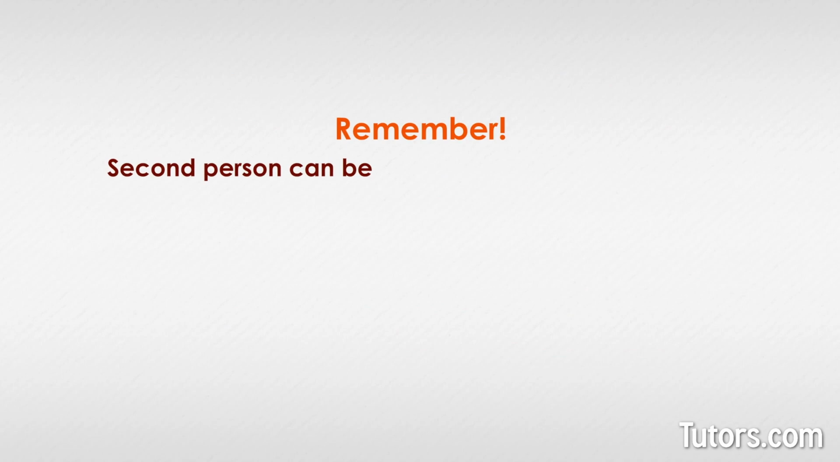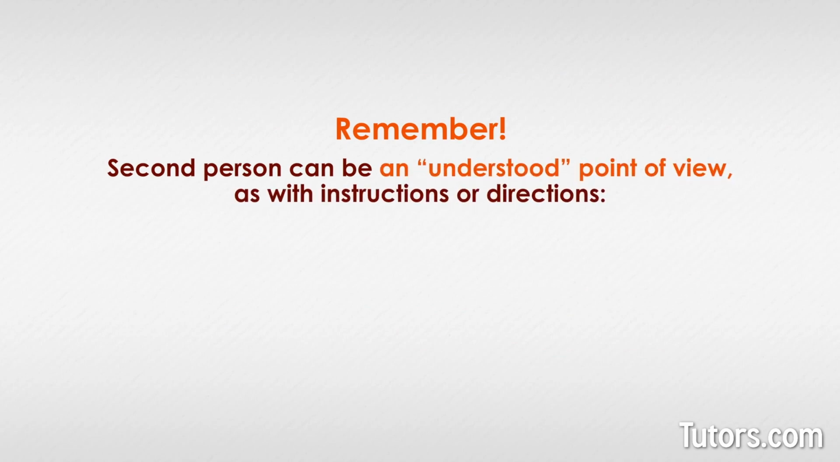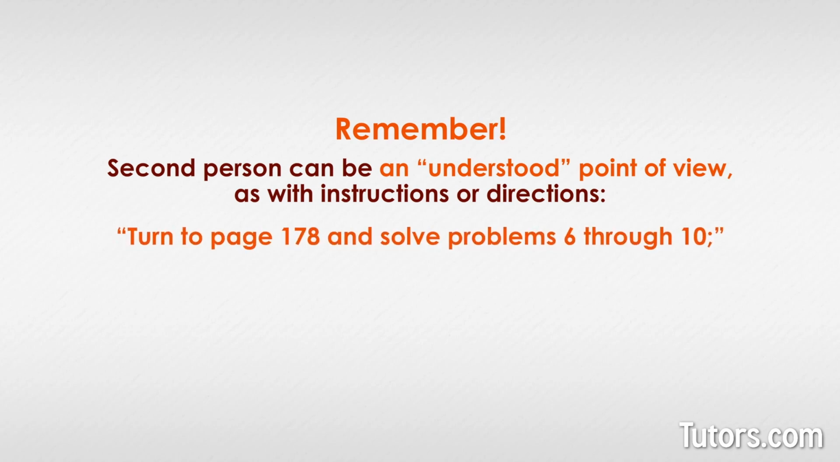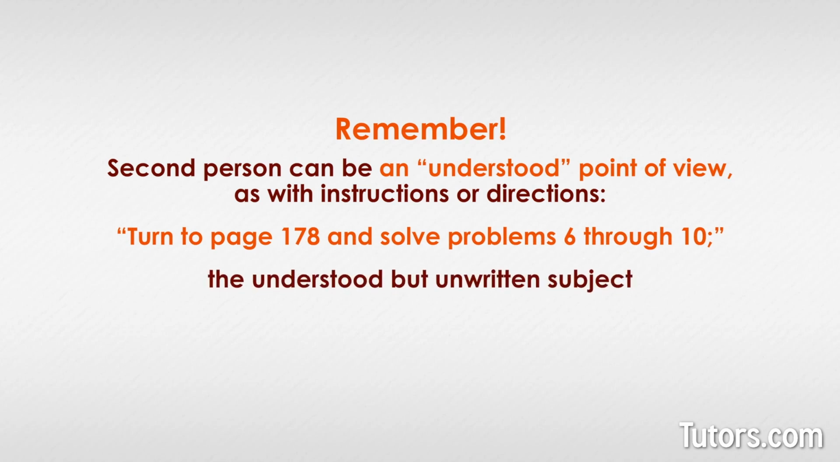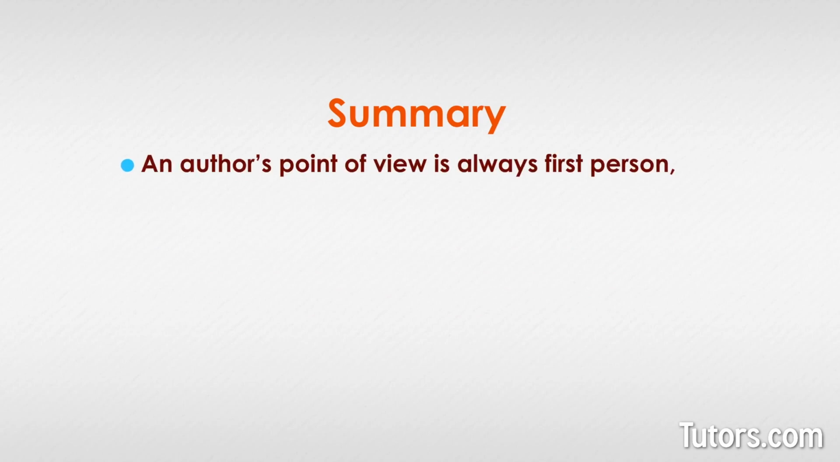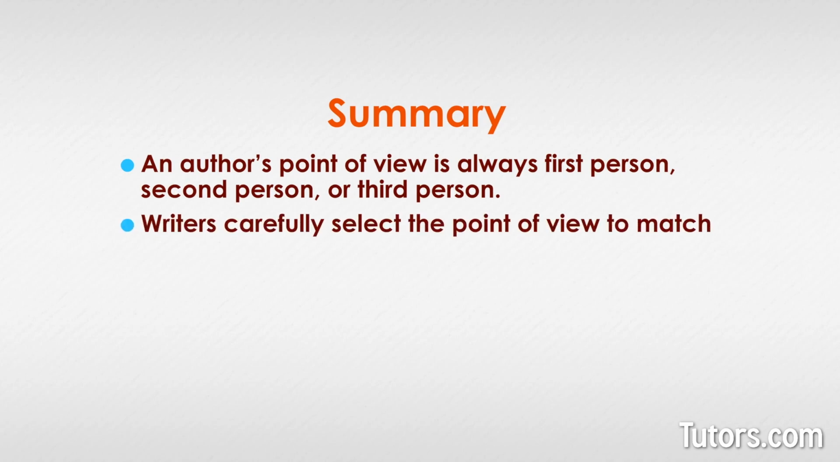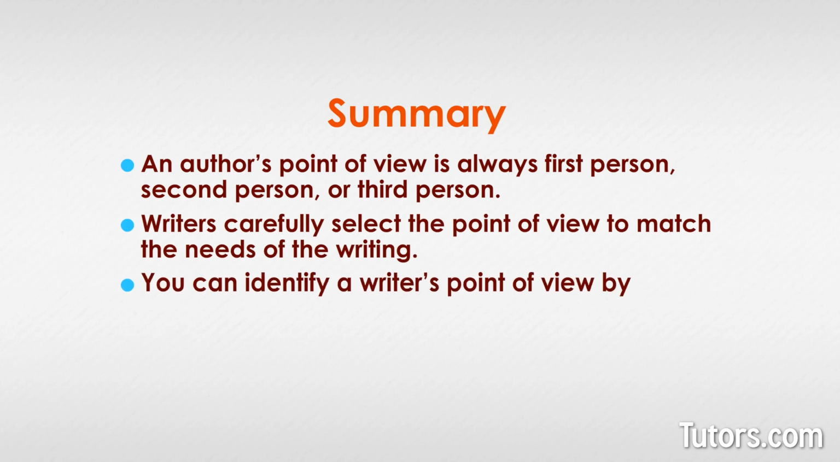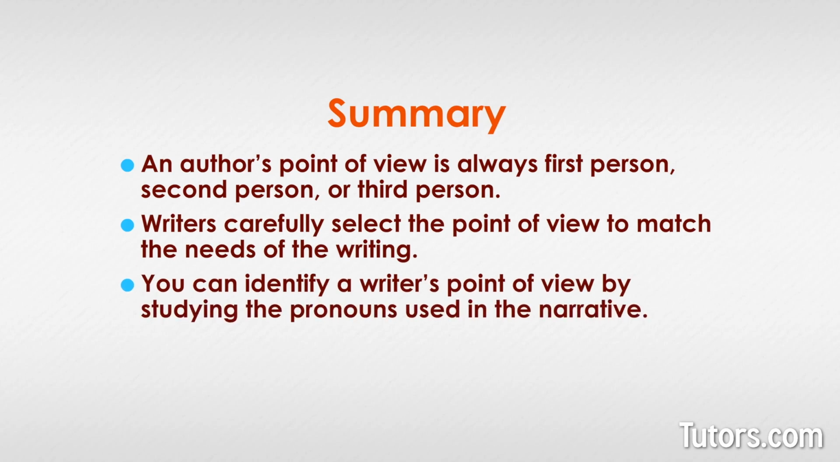Remember that second person can be an understood point of view, as with instructions or directions. Turn to page 178 and solve problems 6 through 10. The understood but unwritten subject of that sentence is you. In summary, an author's point of view is always first person, second person, or third person. Writers carefully select the point of view to match the needs of the writing, and you can identify a writer's point of view by studying the pronouns used in the narrative.